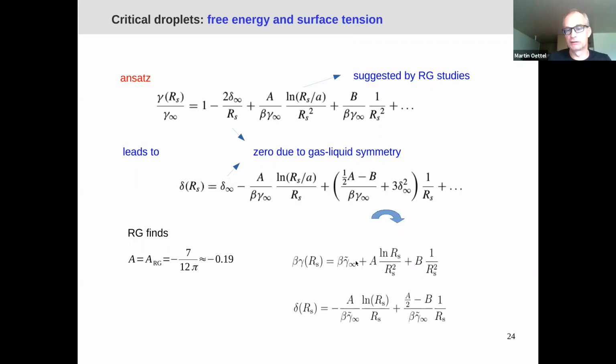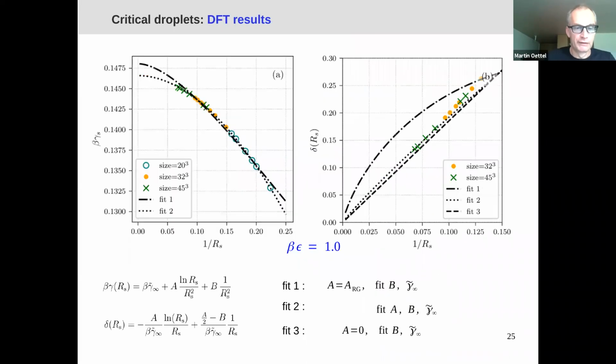There's a constant term related to the planar surface tension, and there's a log r divided by r squared and a 1 over r squared term as leading corrections. So these are typical numerical results. These are the symbols for the surface tension as a function of this inverse radius. This is still close to the critical point.